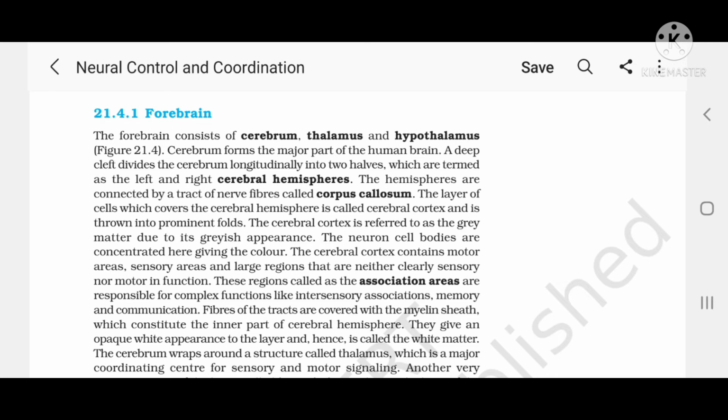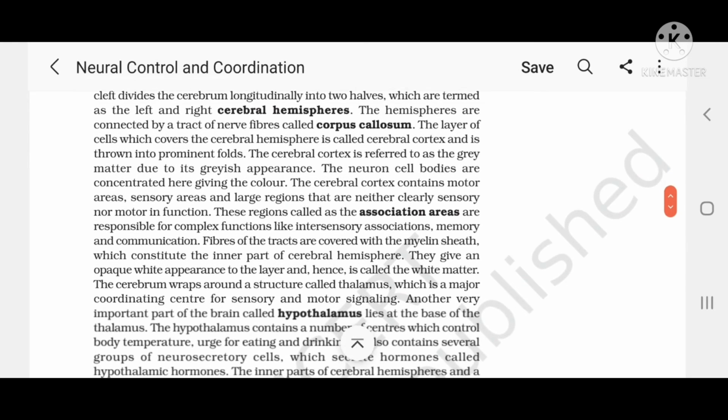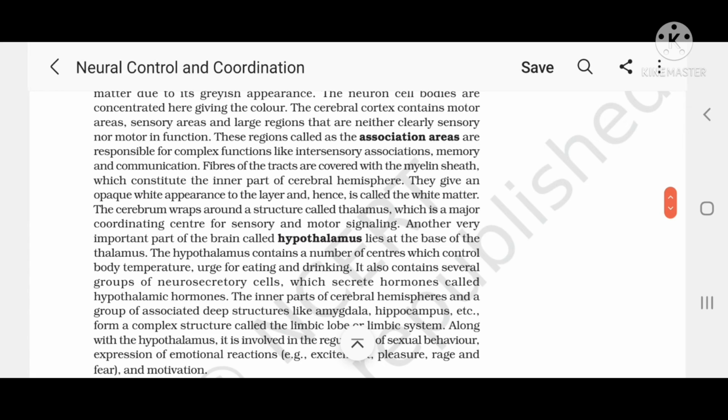and communication. Fibers of the tracts are covered with the myelin sheath, which constitute the inner part of the cerebral hemisphere. They give an opaque white appearance to the layer and hence it is called the white matter. The cerebrum wraps around a structure called thalamus, which is a major coordinating center for sensory and motor signaling.